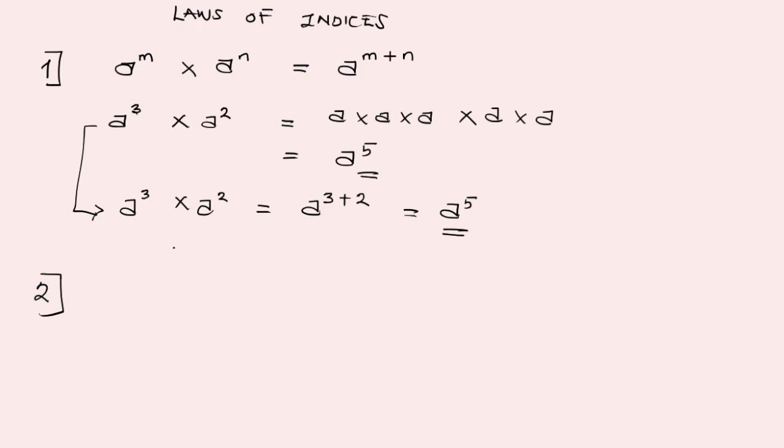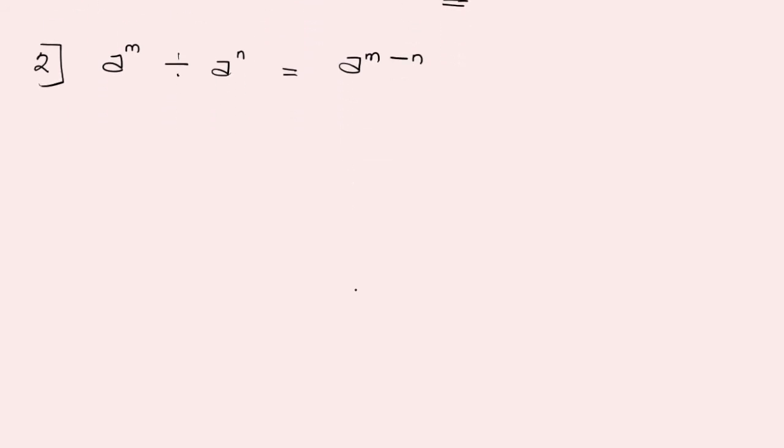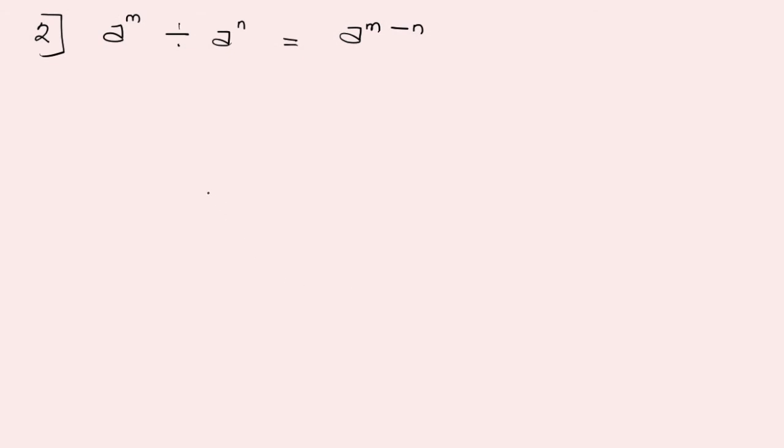The second law we'll be looking at is a to the power m divided by a to the power n is equal to a to the power m minus n. And so if we use an example just like we did with the previous one, which is a raised to the power 5 divided by a raised to the power 2.